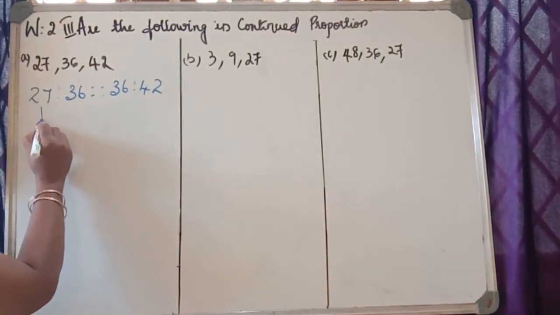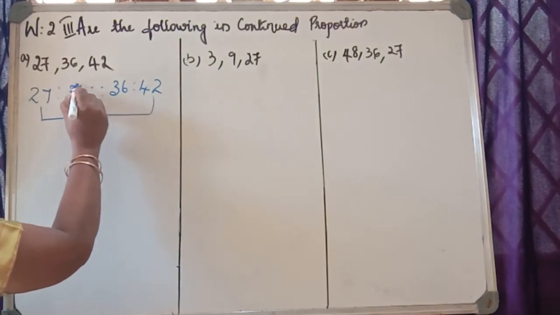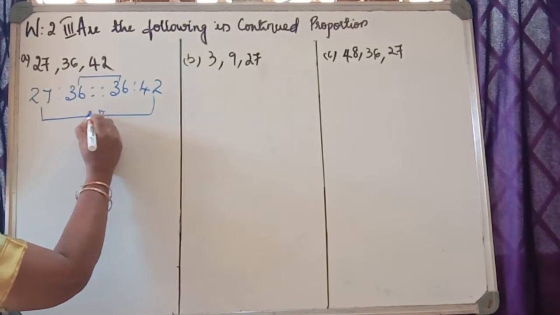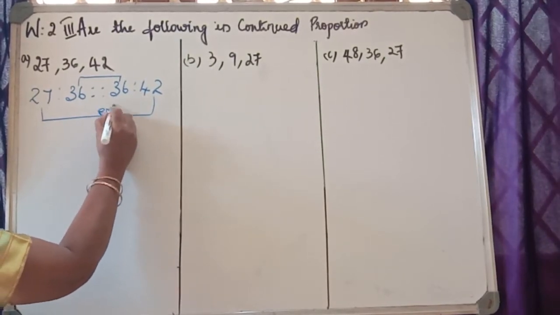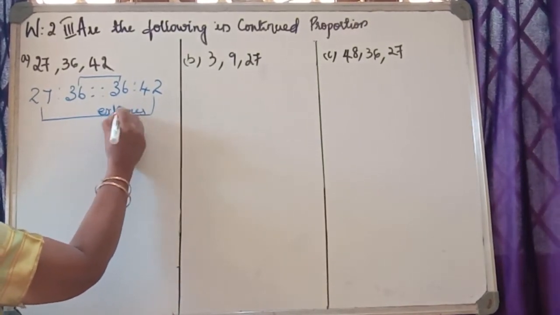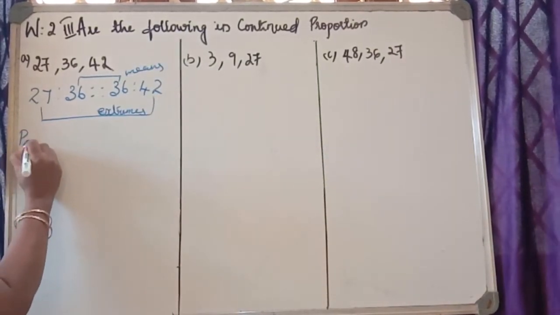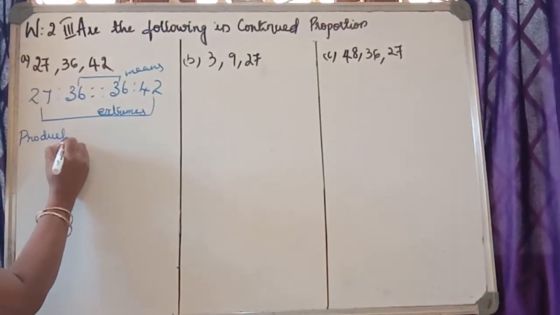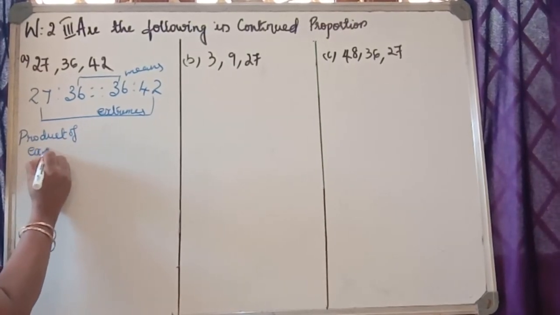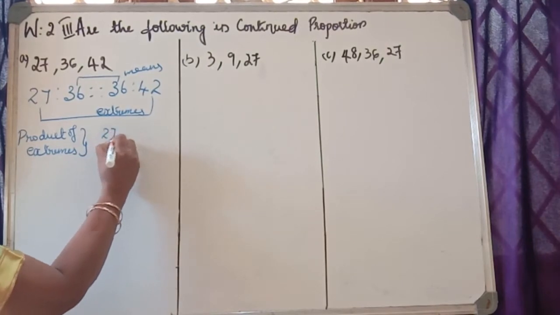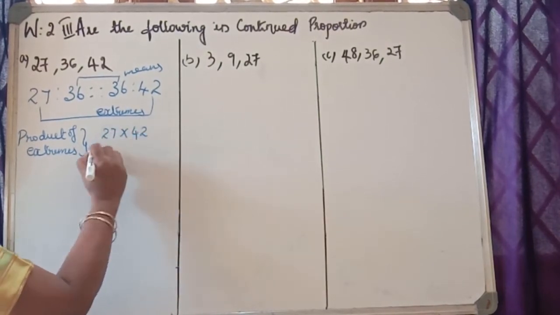Now we have to find out whether the product of extremes is equal to the product of means. First find the product of extremes. That is 27 into 42.